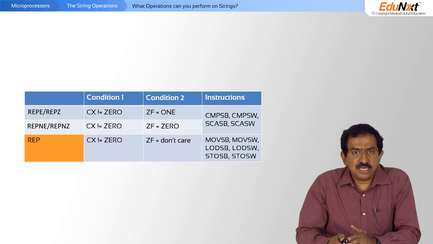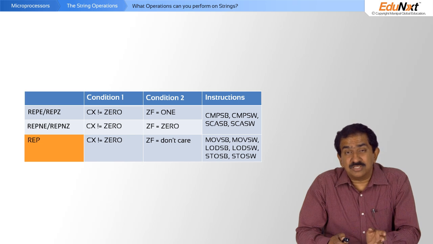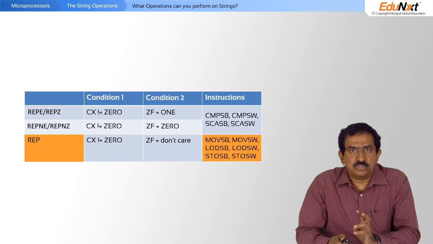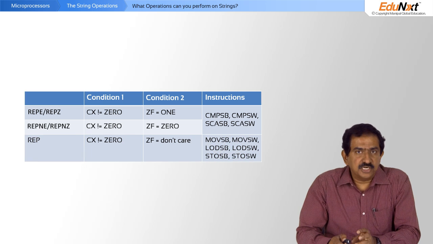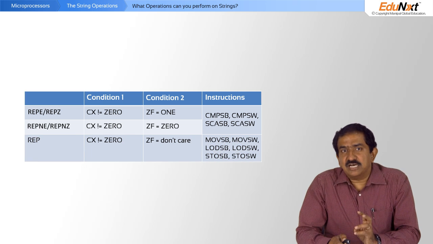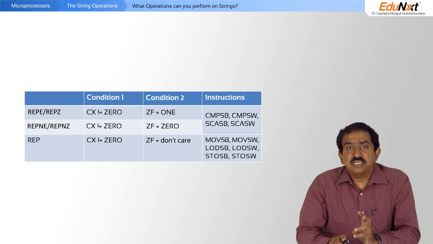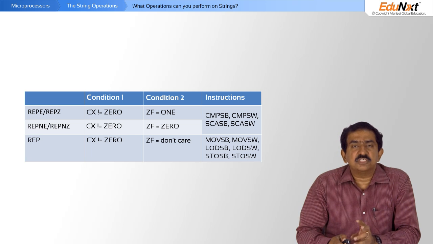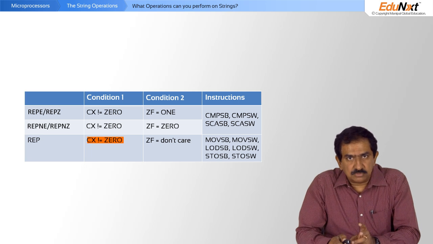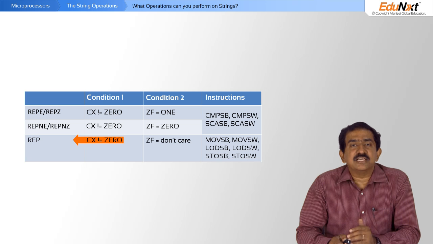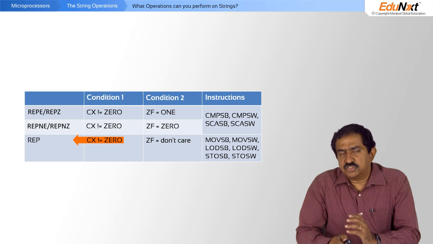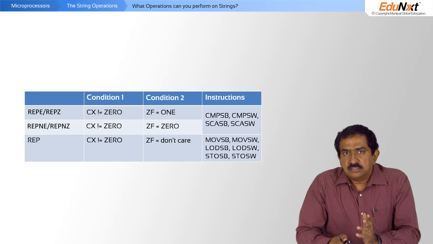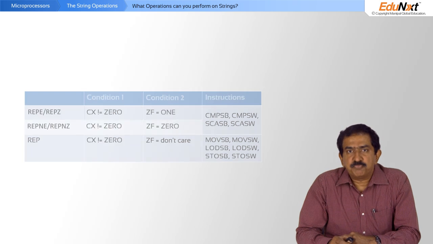The other one is REP, in which the REP instruction is used along with move, load or store instructions. And here what happens is the REP instruction repeats till CX is a positive number. The moment CX becomes 0, it stops executing the move, LODS or STOS instructions. These are special usages that you have with the string operations.